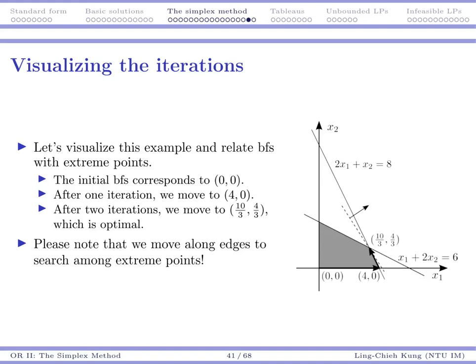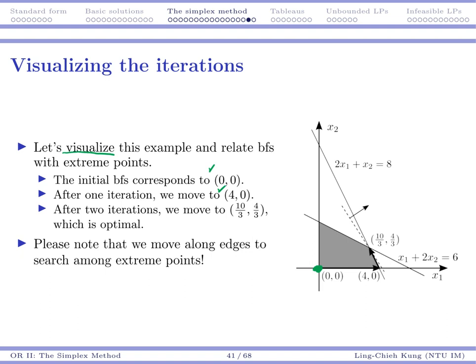So we now have algebraically solved our problem. Maybe we want to visualize it as an example. Initially we are at (0, 0), when the non-basic variables are x1 and x2, so they are all 0. After one iteration, we move to another basic feasible solution, which is (4, 0) for x1 and x2.